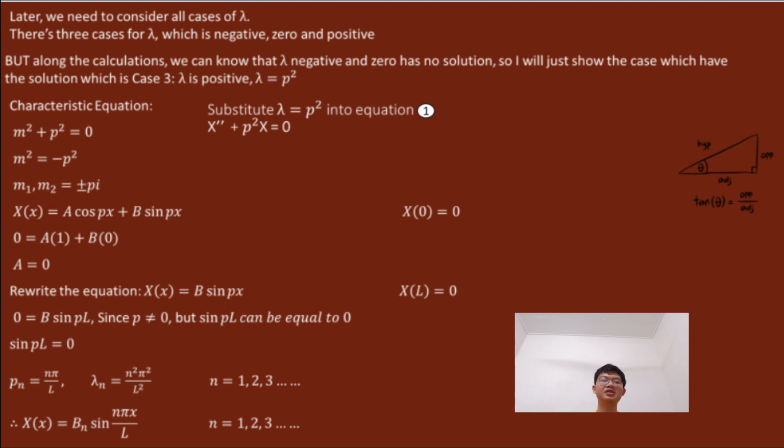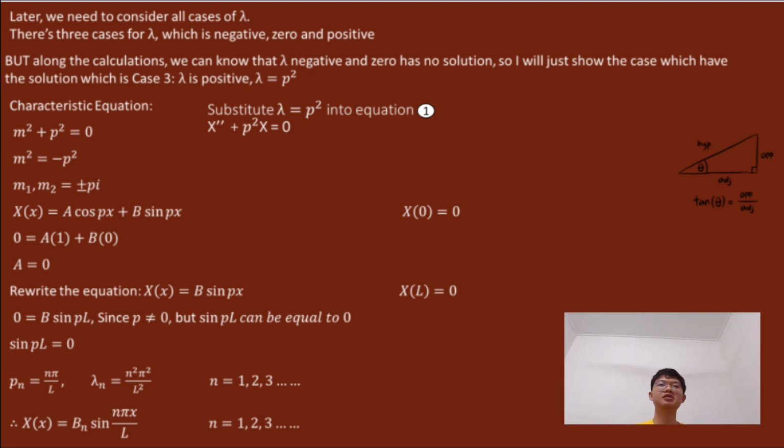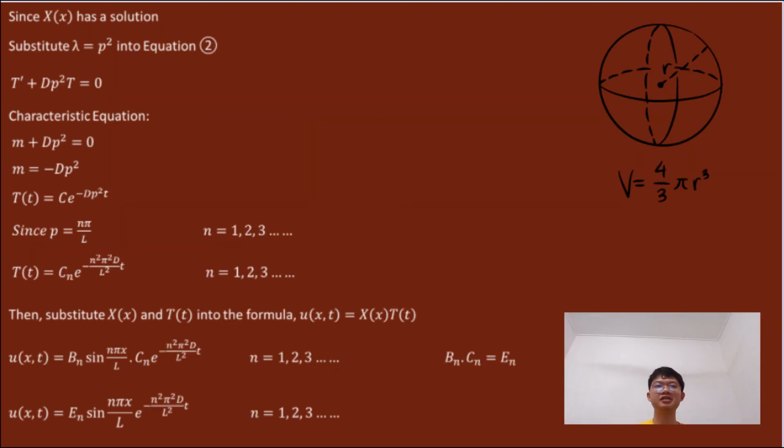Therefore, we will get the function X equal to b_n times sin(n pi x over L), n equals 1, 2, 3. We will also have an eigenvalue lambda, which is lambda_n equals n squared pi squared over L squared, where n equals 1, 2, 3, and more. Since we have the solution for function X, we can substitute lambda equals p squared into equation 2. Then we will get T prime plus D p squared T equals 0.